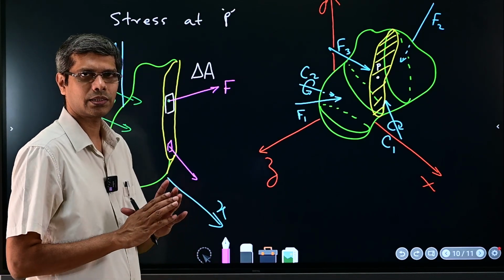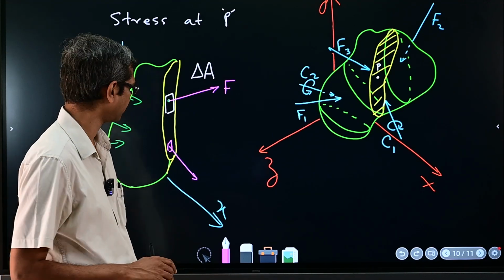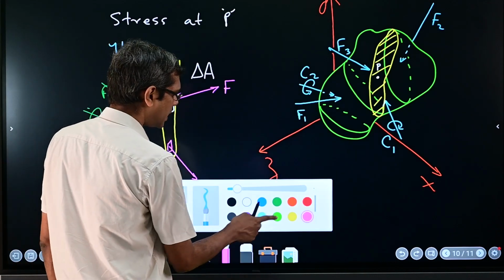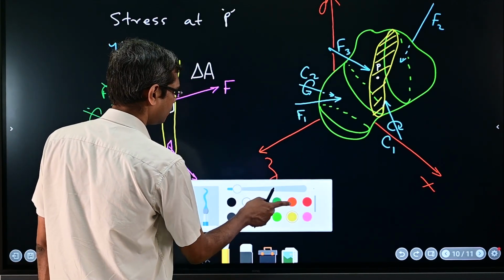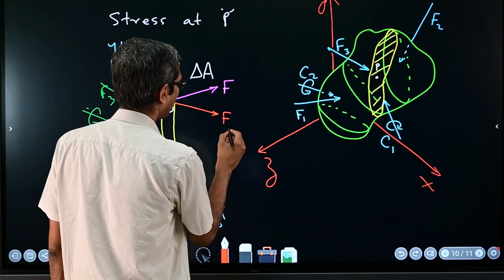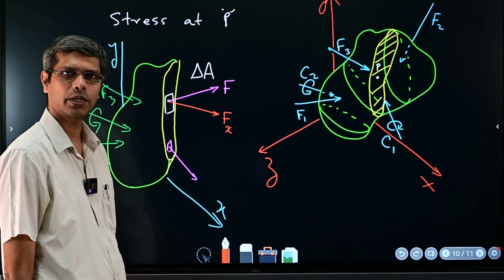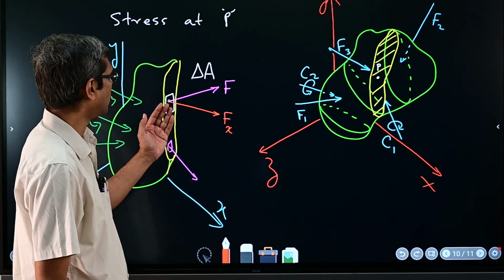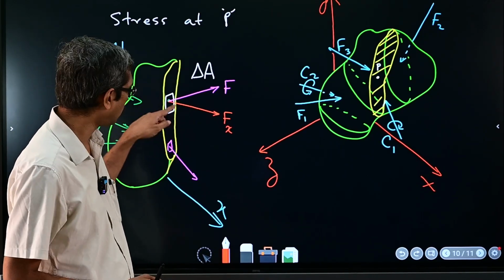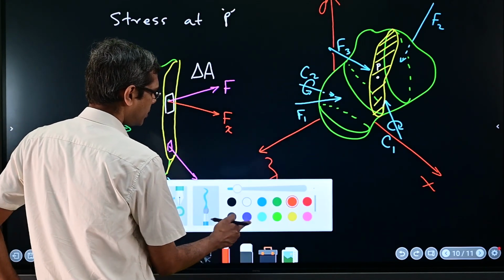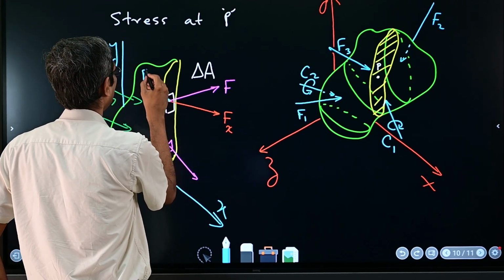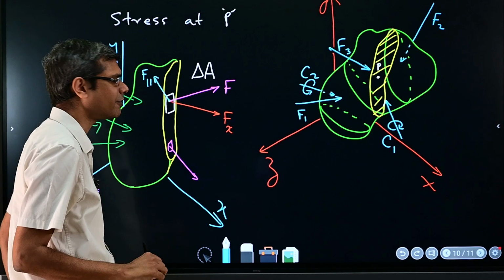What we can do is split that force into two components. One perpendicular to this area, let me draw that first. I'll call that Fx. Now the other component we will resolve in the plane of that dA. Let that be shown here. So this was maybe F parallel, I'll call it F parallel to the plane.